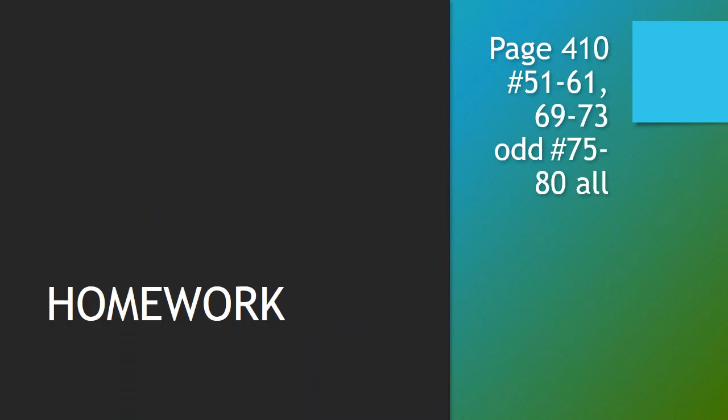Okay, so I want to go ahead and up front get your homework out here. This is the homework that you'll have. It's out of your book. I will be taking a picture and posting it onto Moodle for you.